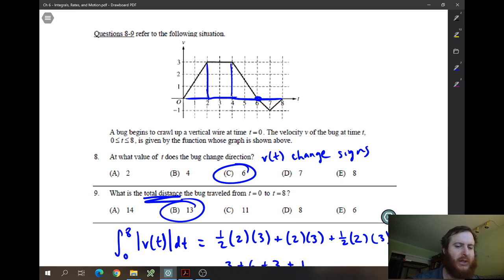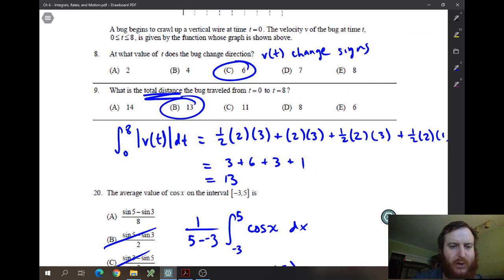What is the total distance that the bug travels? So our total distance formula is the integral from 0 to 8 of the absolute value of v of t. If you ever get a total distance question on the AP exam, most likely it's going to be a calculator question where you can just plug in this formula to your calculator.